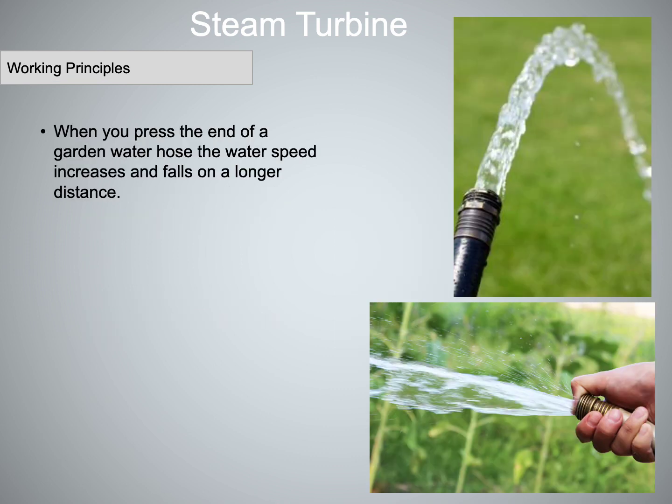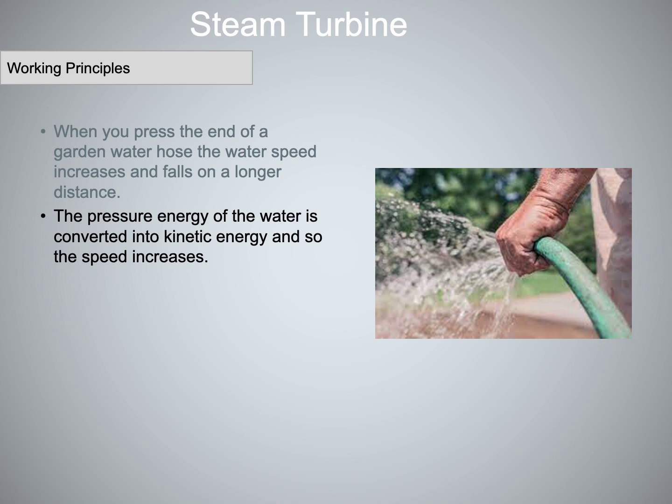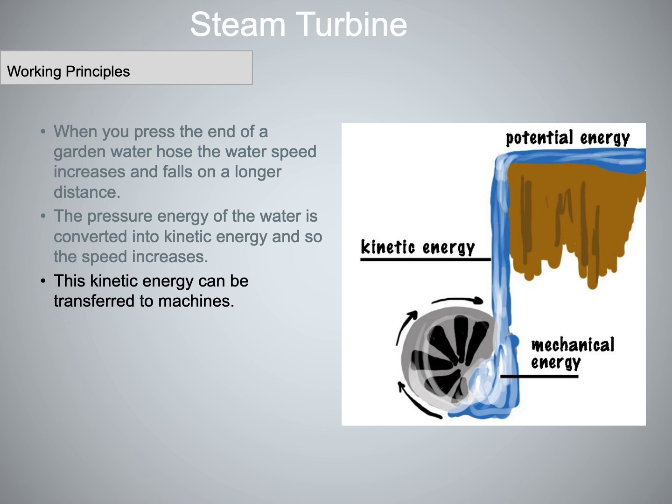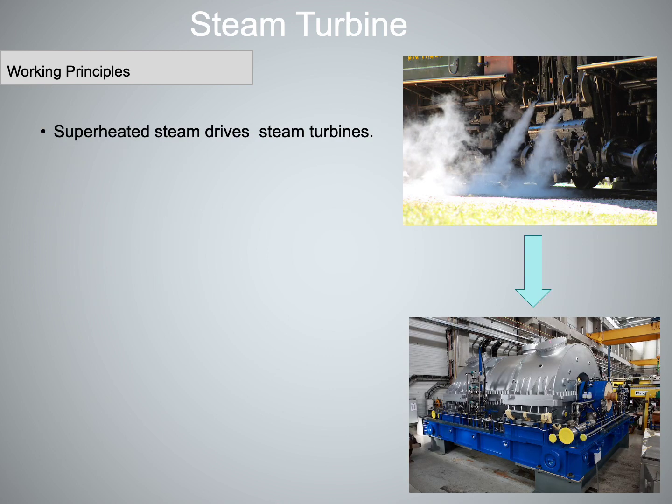When you press the end of a garden water hose, the water speed increases and falls on a longer distance. The pressure energy of the water is converted into kinetic energy, and so the speed increases. This kinetic energy can be transferred to machines. Superheated steam drives steam turbines.